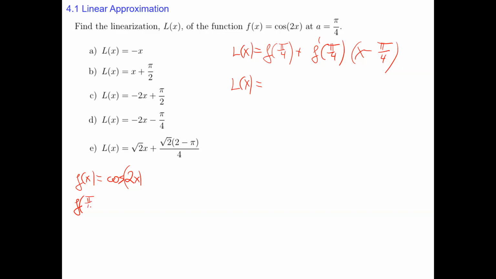The value of the function at pi over 4 will be cosine of 2 times pi over 4, which is pi over 2. Oh, actually 0. Cosine at pi over 2 is 0. That means this will be 0. Now we need the derivative.